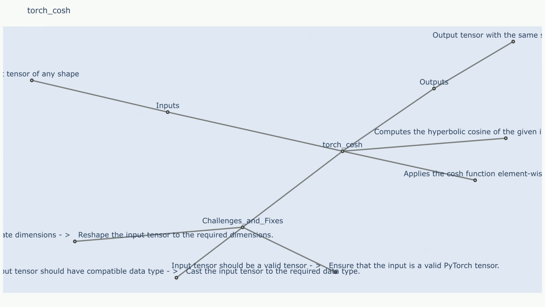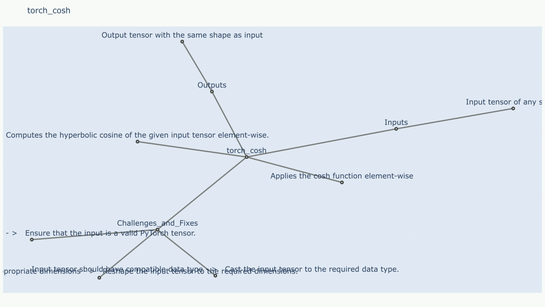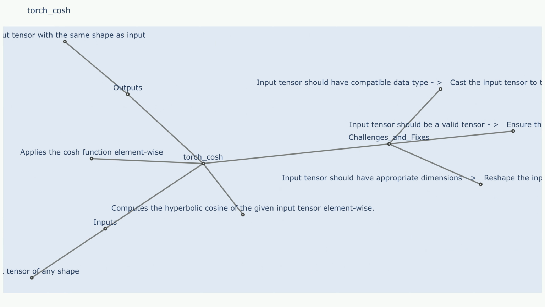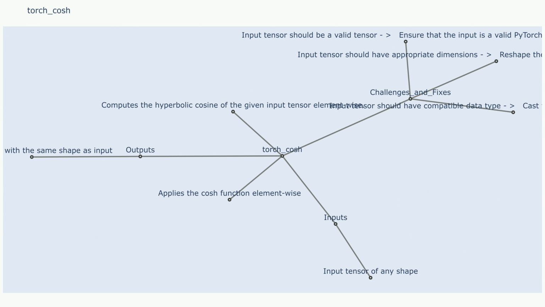Steps. The function iterates over each element in the input tensor. For each element, it calculates exp(x) and exp(-x), where x is the current element. It then calculates the hyperbolic cosine using the formula (exp(x) + exp(-x)) / 2. The calculated hyperbolic cosine is stored in the corresponding element of the output tensor.